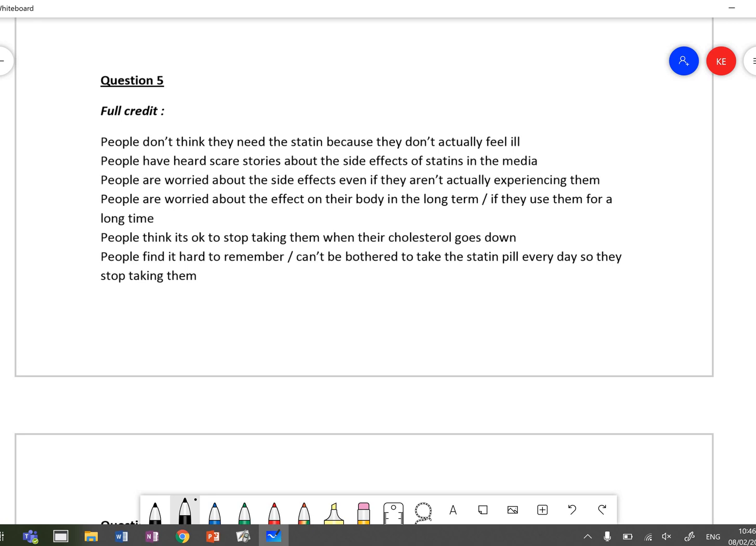So if they take statins for a long time, what are they going to do to their body? People think it's okay to stop taking them when their cholesterol goes down. So maybe the statins have done their job, brought the cholesterol down. People then decide to stop taking them. Maybe people are finding it hard to remember to take them. So they can't be bothered. It's quite hard sometimes to remember to take a pill every day. So they stop taking them. So that would give you full credit for that answer, if you've said one of those things.